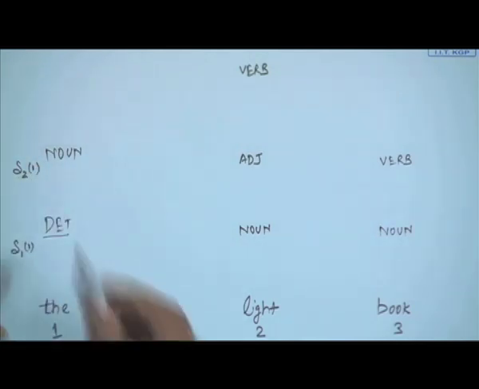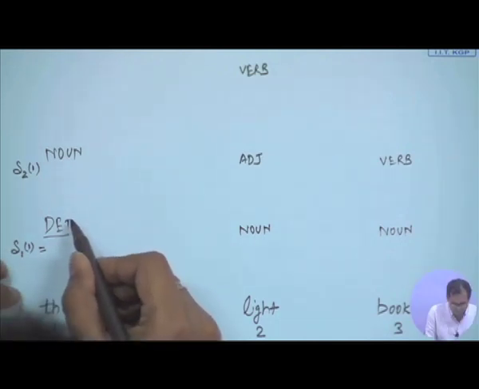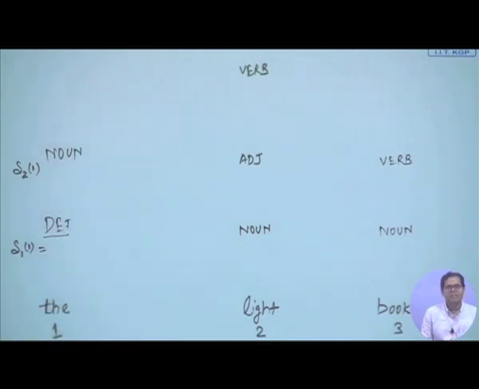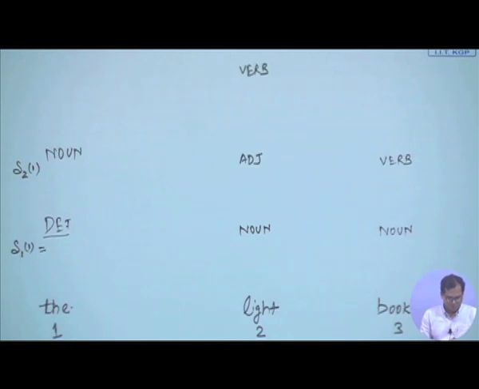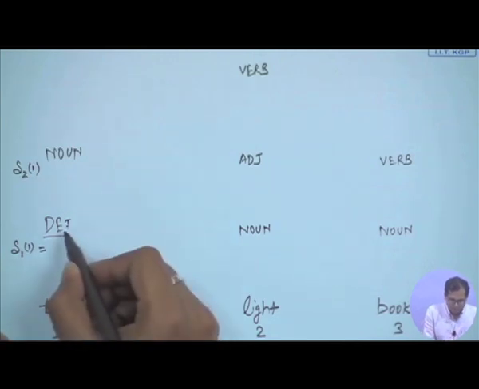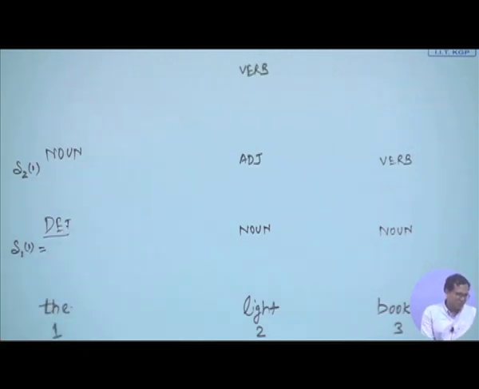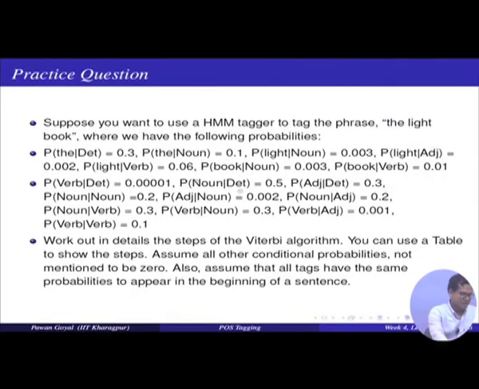Okay. So what is this probability? So this will be what is the probability that the tag determiner occurs in the start of the sentence, multiplied with the probability of emitting "the" from the tag determiner. Okay. So let us see, are these probabilities given in this question. Probability of determiner occurring in the start of the sentence. So in this question, in the last sentence, it is written, assume that all the tags have the same probabilities to appear in the beginning of the sentence. So probabilities are given implicitly.